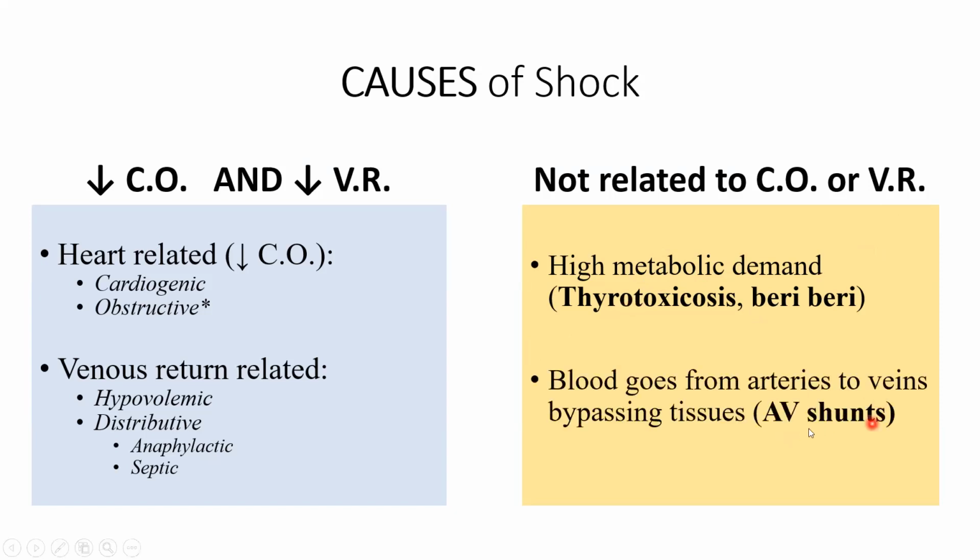And then you have AV shunts, basically the blood shunting from the artery directly into the vein, bypassing the tissue. The tissue will sense that, you know, what's going on here. The perfusion will drop or be absent. The tissue needs will be there, which won't be fulfilled. And again, this is a circulatory shock situation.